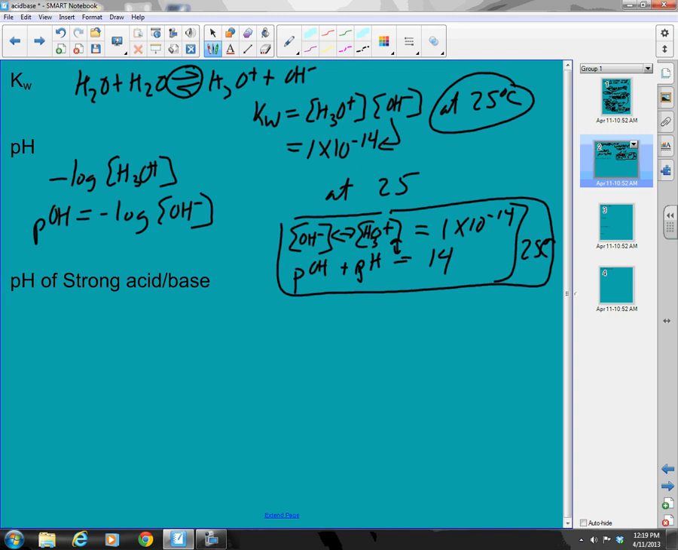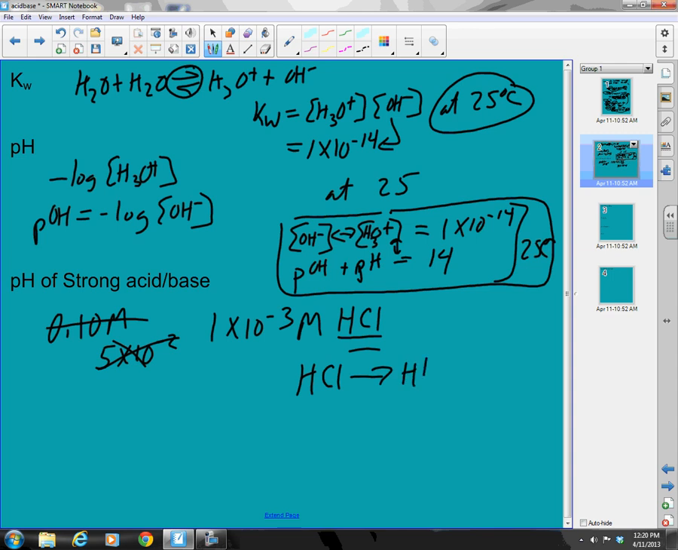pH of a strong acid. So I have 1 times 10 to the minus third molar HCl. Okay, how do I figure out the pH of that? Well, it's a strong acid. That means this thing dissociates completely. It's a 1-to-1 ratio between my acid and my hydronium. So that means my hydronium concentration is 1 times 10 to the minus 3 molar. That's my hydronium concentration. Got it?